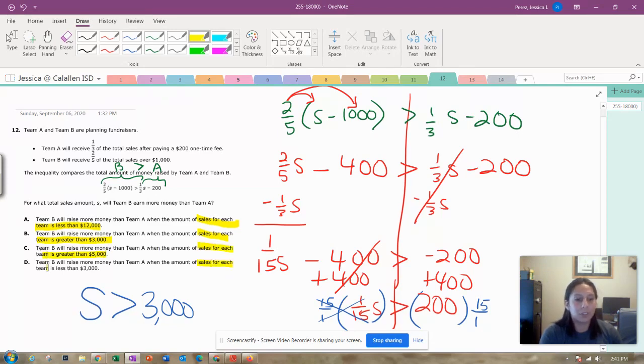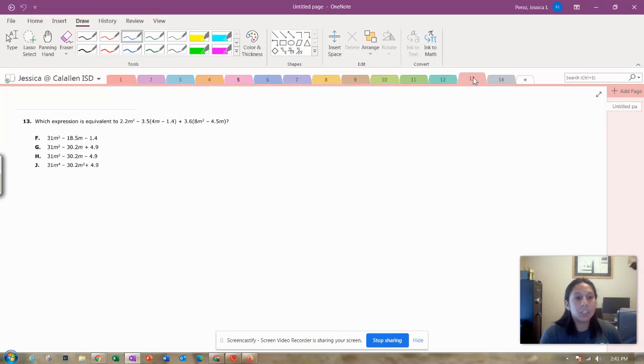The amount of sales for each team is greater than 5,000, or the sales for each team has to be less than 3,000. When we worked it out, we said it has to be greater than 3,000. So my answer has to be B, where it says greater than $3,000. It wasn't 12,000 or 5,000, and D said less than, so it can't be D.